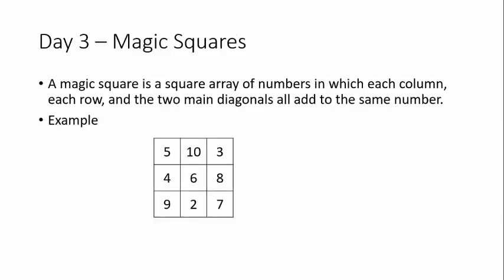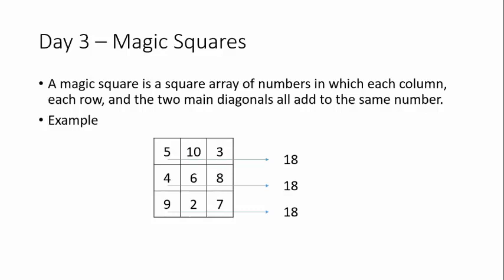The first kind of problem that we want to introduce is that of a magic square. The kind of magic square that we're looking at is going to be an array of 9 numbers, 3 rows and 3 columns. And you'll notice here in this example that we've got the numbers 2, 3, 4, 5, 6, 7, 8, 9, and 10 arranged in the magic square.